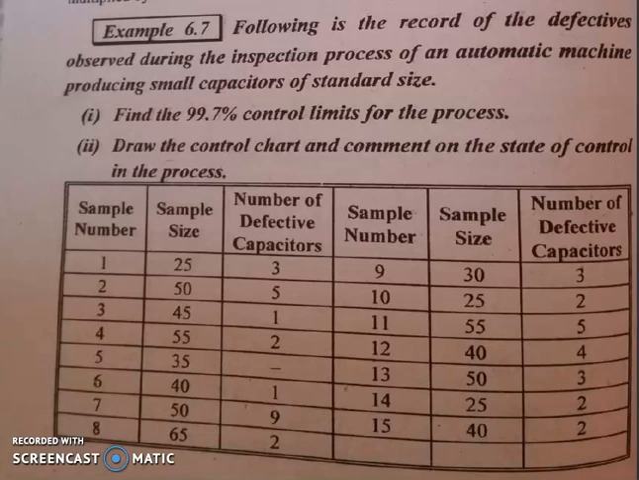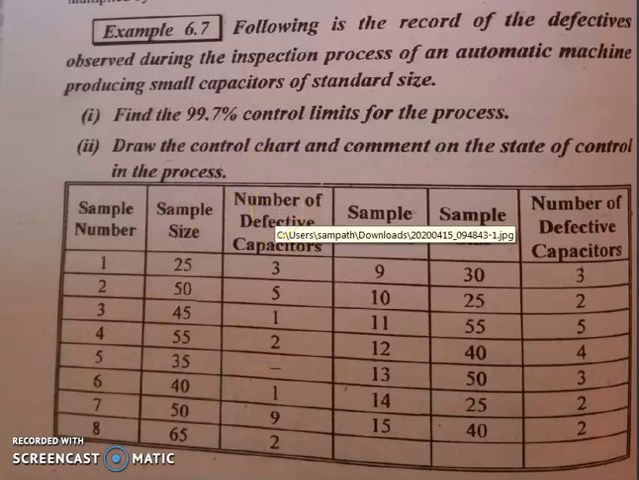Here they have not mentioned construct P chart, NP chart, C chart, they have not mentioned anything. So if the problem doesn't mention any particular control chart, you have to apply the simple rule as I told you, whether defectives data or defect data is given. Here in the problem it is the number of defective capacitors, so defectives data is given. Look at this, sample sizes vary: 25, 50, 45, 55. The sample size varies from one sample to another. In that case you can apply P chart.